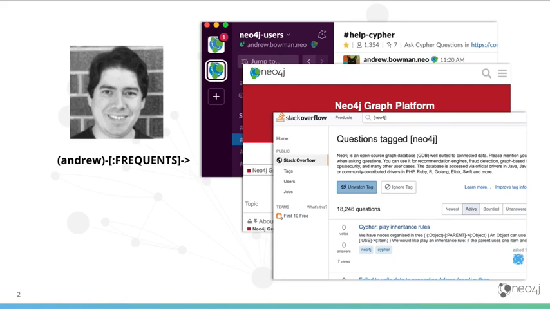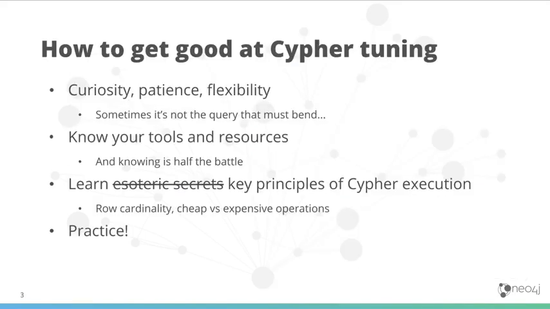I've frequently been asked how you get good at writing and tuning Cypher queries, and I could probably distill it down to these. You need to have curiosity, patience, and flexibility as you tune, figuring out what the tuning is telling you. You need to know what your tools and resources are so you can effectively tune. You need to learn key principles of Cypher execution so you can avoid doing redundant work. And of course, you need practice. There's no substitute for that.